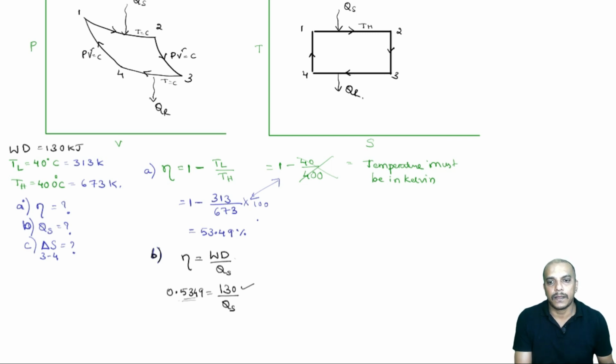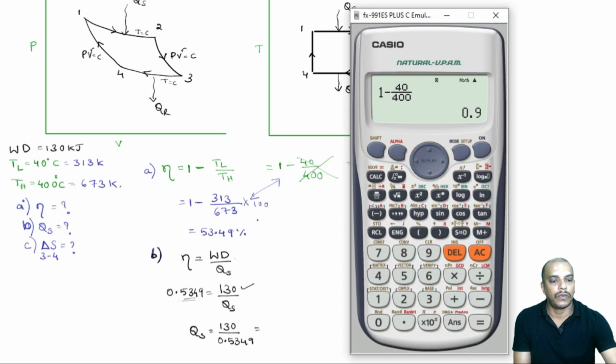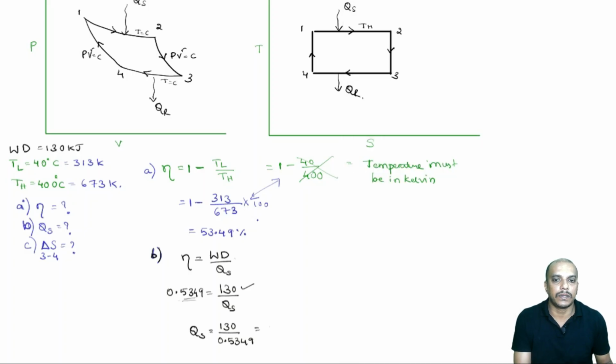So, therefore, QS will be equal to 130 divided by 0.5349. Okay. 130 divided by 0.5349, that is 243.036 kilojoules.